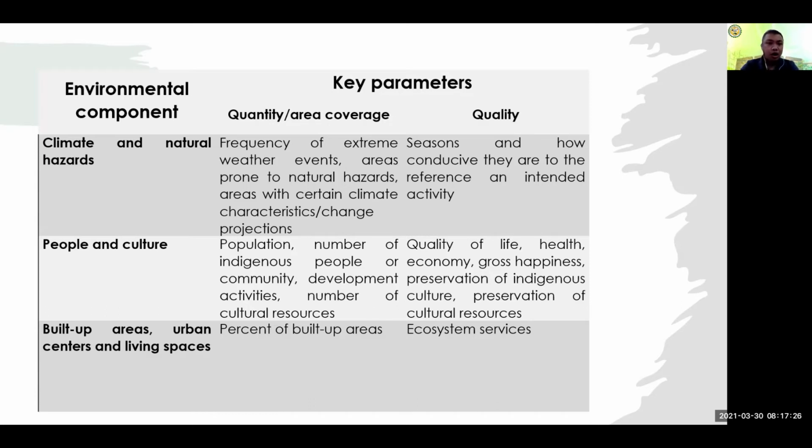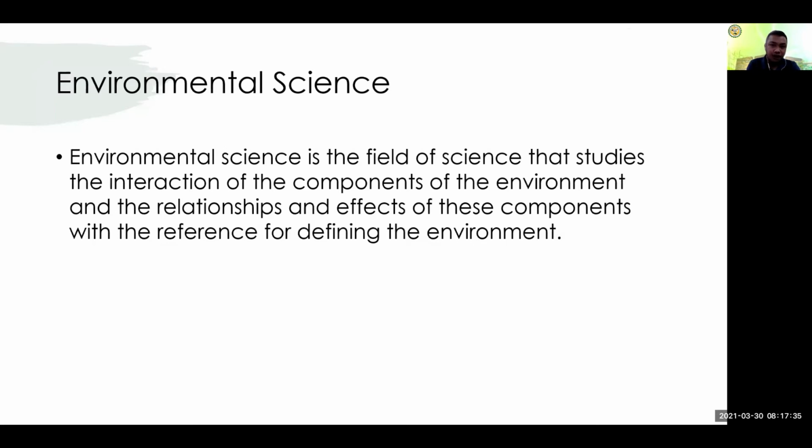So these are your environmental components as well as the key parameters in terms of quantity and quality. Now, there's a certain field that is focused on studying the environment, and that is environmental science. So environmental science is the field of science that studies the interaction of the components of the environment and the relationships and effects of these components with the reference for defining the environment.